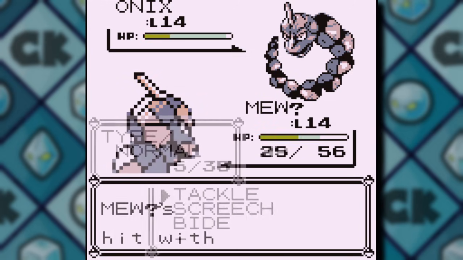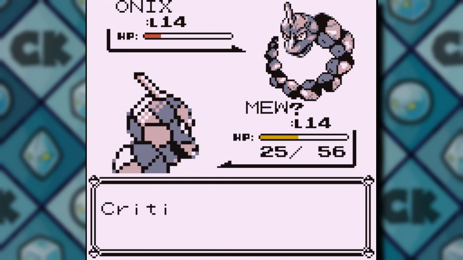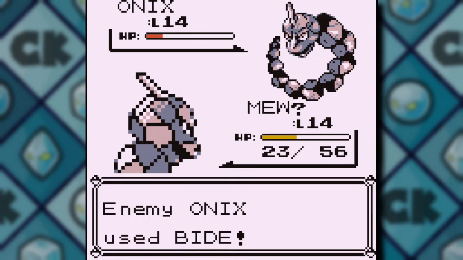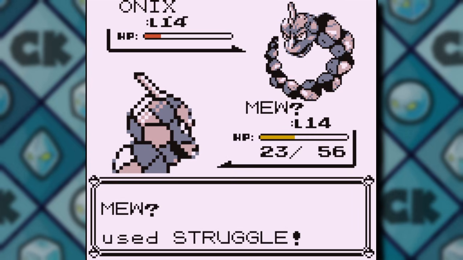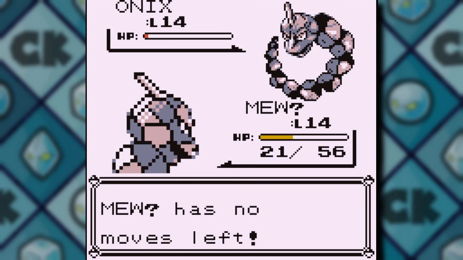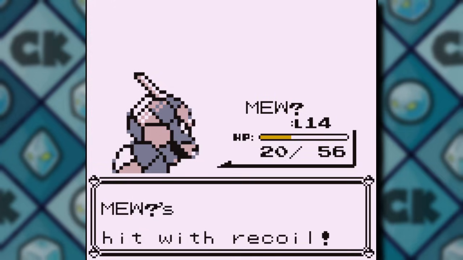But it's not quite enough to knock out Onyx on its own, and with a little bit of struggling and good luck, Mew can indeed get the Boulder Badge without needing to level up more, further solidifying its lead against the other two runners.